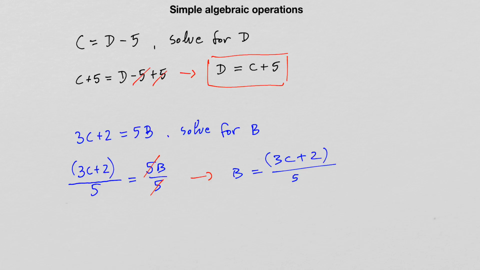Here, it's very important to notice that I divided the entire left-hand side by 5. It is very common for students to divide only one of the terms by 5 and leave the other one alone, but that changes the relationship entirely. So remember that you must divide the entire left-hand side or right-hand side, whichever side it happens to be, by the number you're dividing by, not only parts of it.